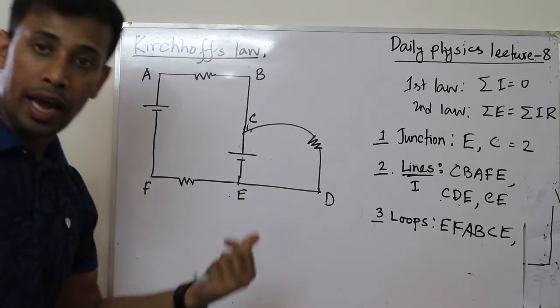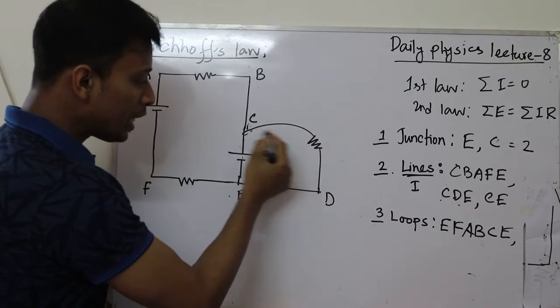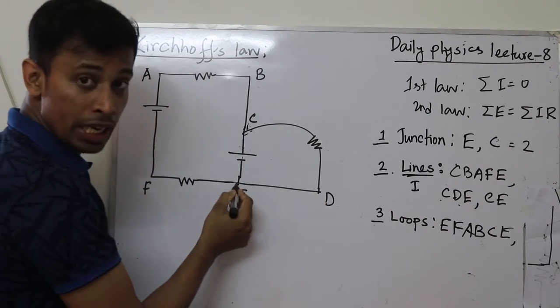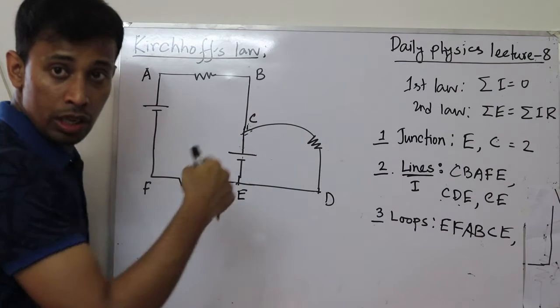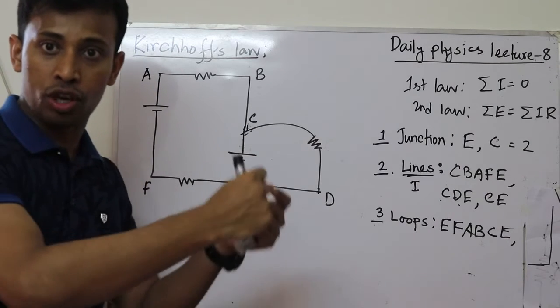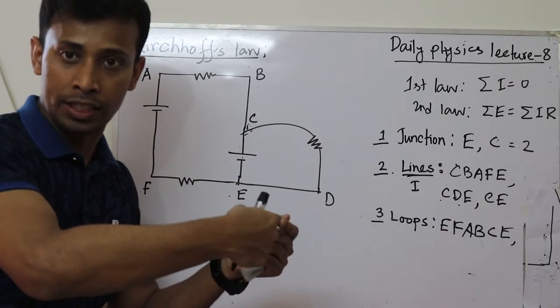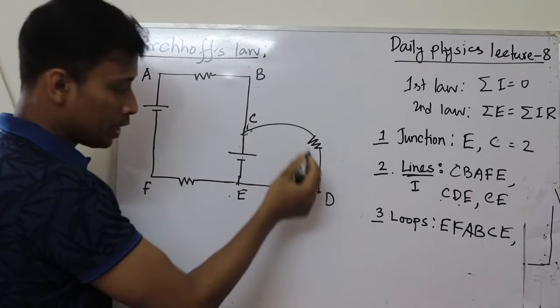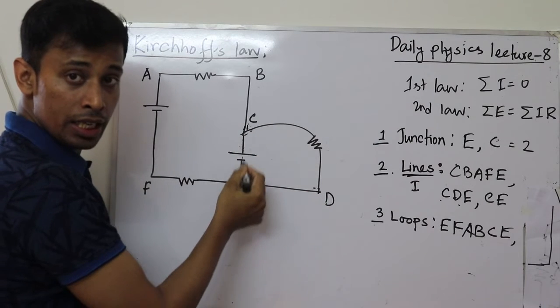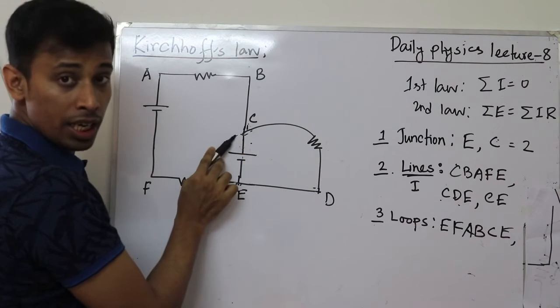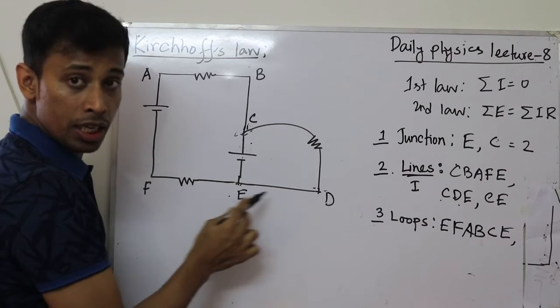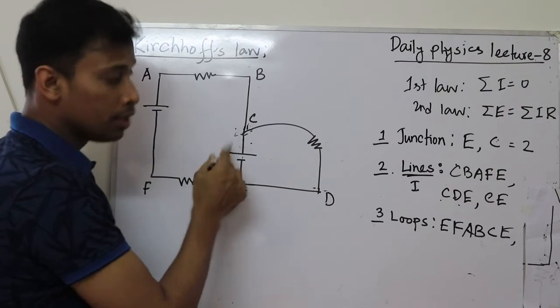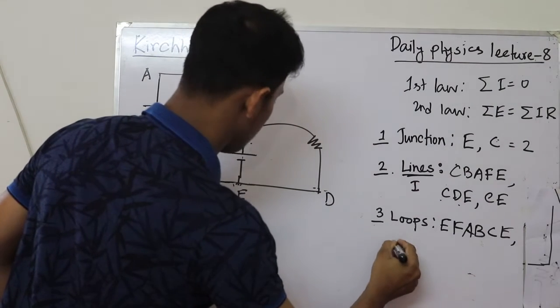Okay? And the other loop is C, D, E, C. As it's a loop, that means a closed line. So if it starts from C, it will end at C. So C, D, E, C, the other loop.